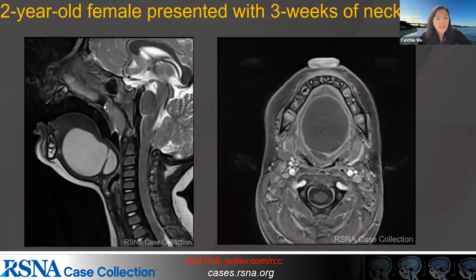So this is our first case. Here's a 2-year-old pediatric patient who presented with 3 weeks of neck swelling. You can see here we have a sagittal midline T2 weighted MRI image, as well as an axial T1 fat suppressed post-contrast image through the level of the floor of mouth. And you can see the pertinent finding here. Let's go on to the next slide.